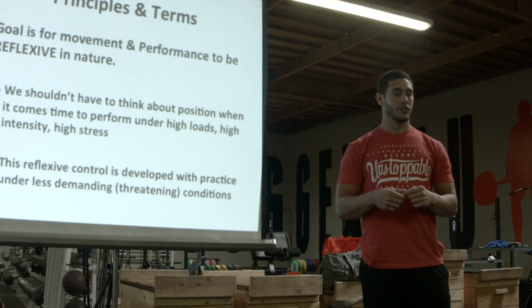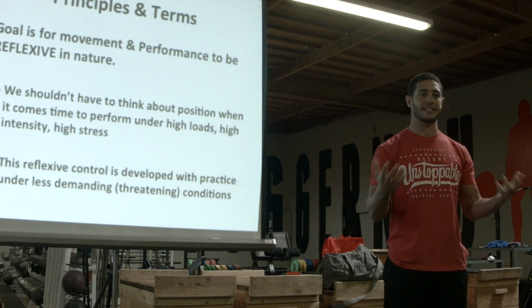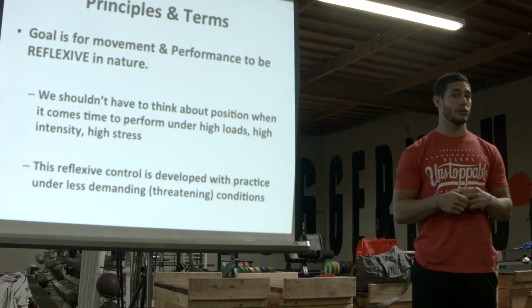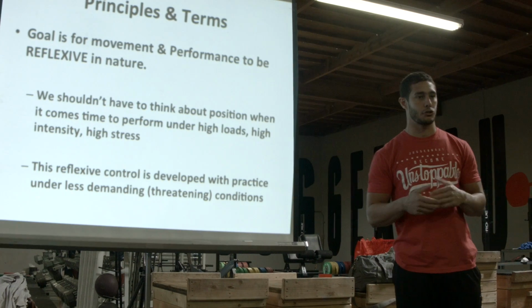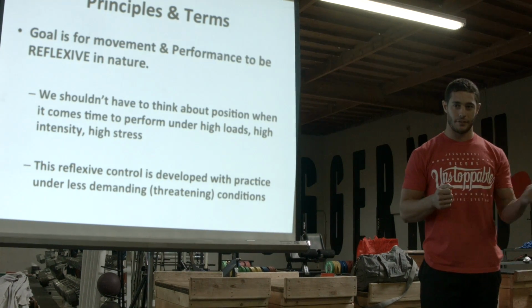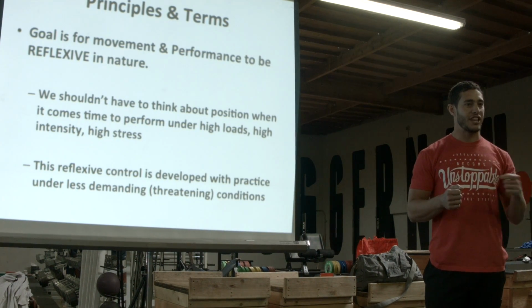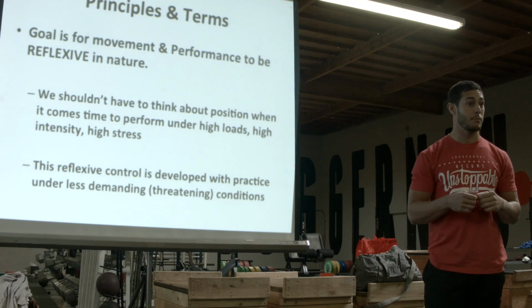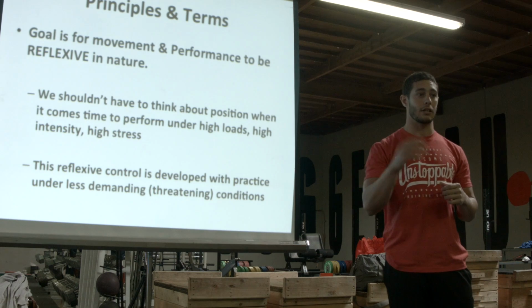Okay, so movement has to be reflexive, and what we mean by that is that it should be automatic. I go back to an example of a basketball player who's shooting free throws in Game 7 of the NBA Finals. If he's thinking about his technique and his shooting stroke on the free throw line, he's probably going to miss, right? That work should have been done a long time ago.